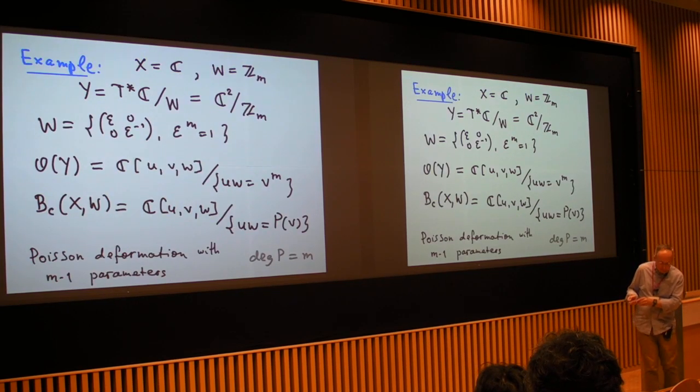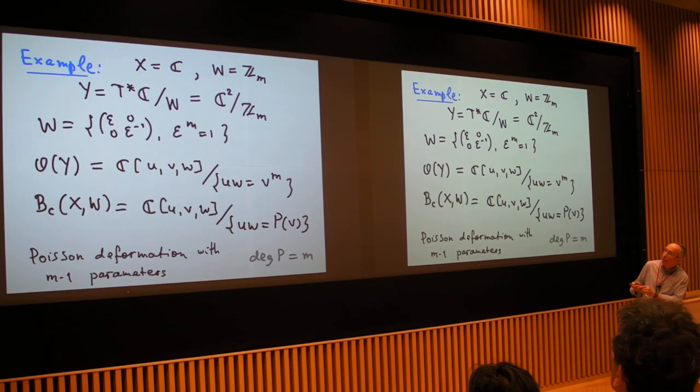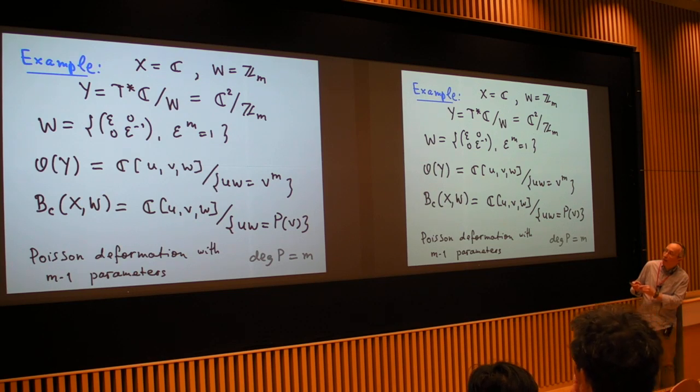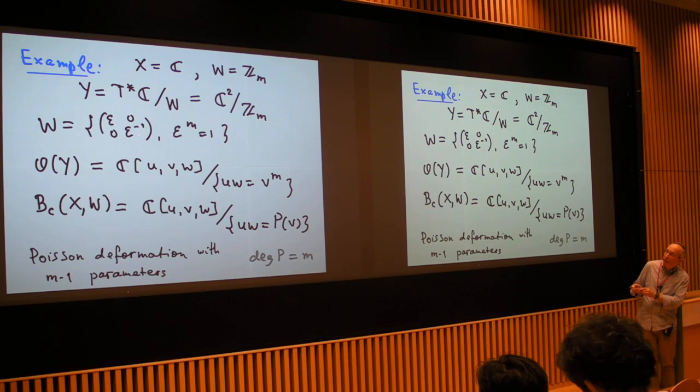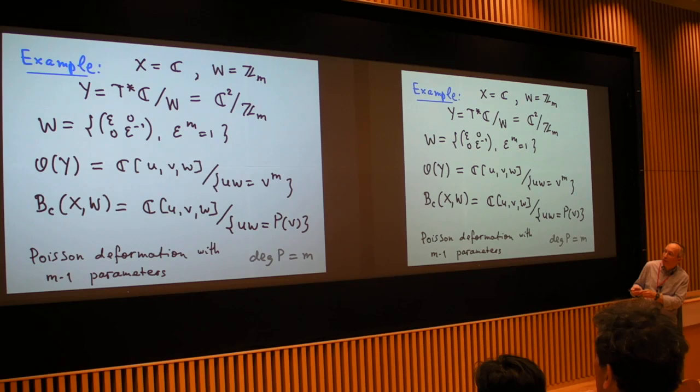And here's one of the simplest examples: you take your manifold to be just the affine line, C, with the action of the cyclic group Z_m, where the group acts by roots of unity. But now you consider the cotangent bundle and identify it with C^2, and then the group acts in symplectic fashion by these matrices. And the quotient of C^2 by this group is well known, of course. This is a singularity of type A, and you can describe the functions on this orbifold in that way. It's just a singularity of type A_{m-1}.